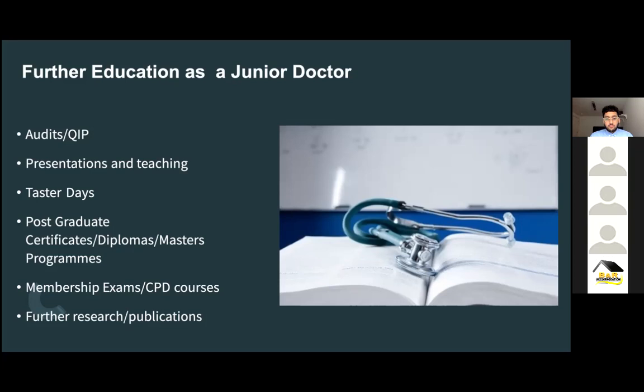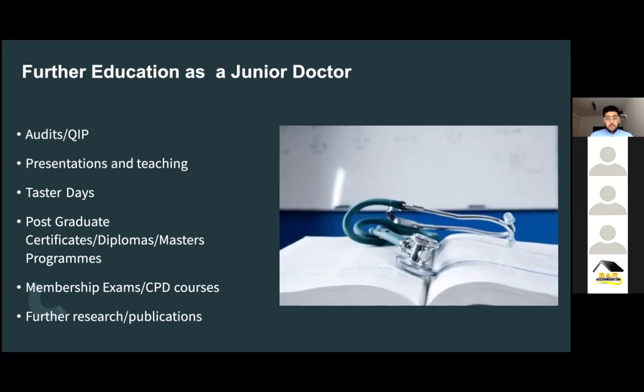Obviously, these do look good on applications, but you've got to remember you are working as a doctor full-time, so balancing your time with that is important. Usually the master's programs that different universities offer run over a 2-3 year process. It's not like you'll finish a full master's in a year, whether it's a BSc, an MSc, sorry, or MA. So there are different things you can do.